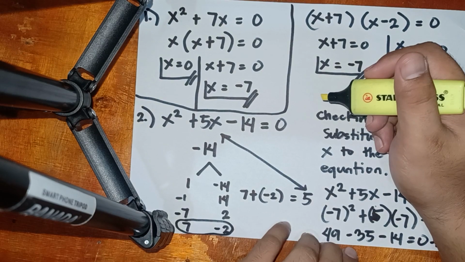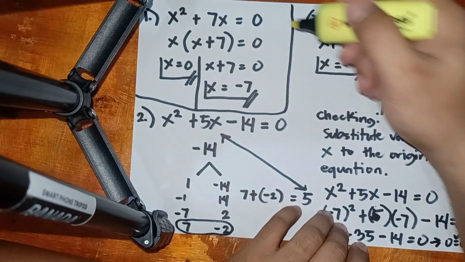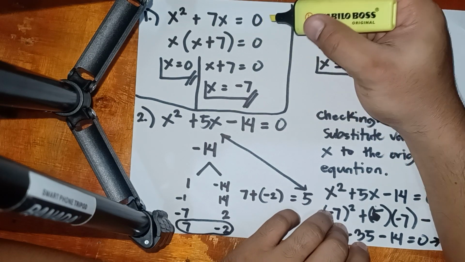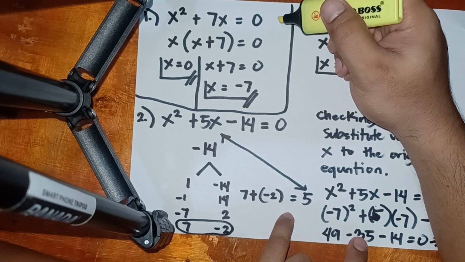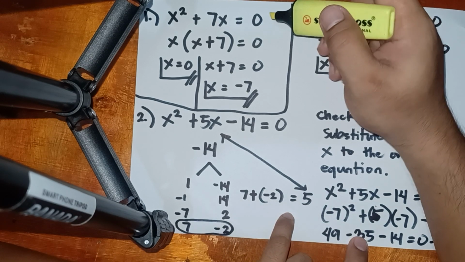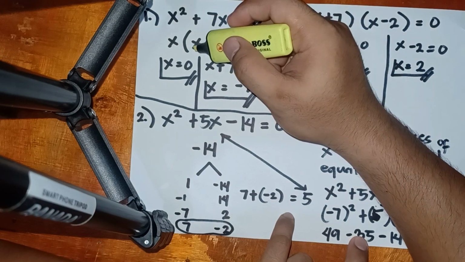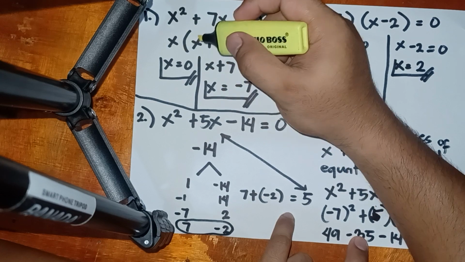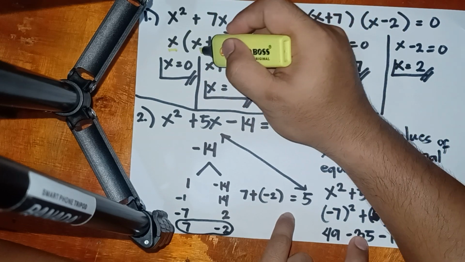Let us review our answers by factoring. For number 1, x squared plus 7x is equal to 0. We need to factor out the common term in this equation. The common factor of x squared and 7x is x. So that would be x times (x plus 7).